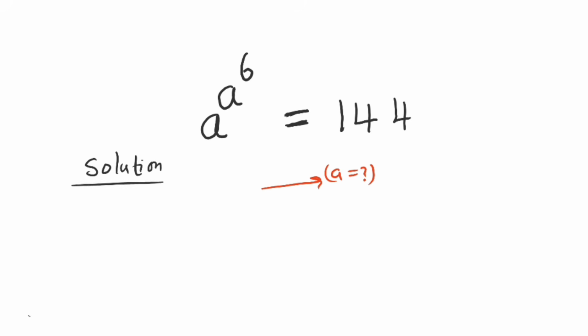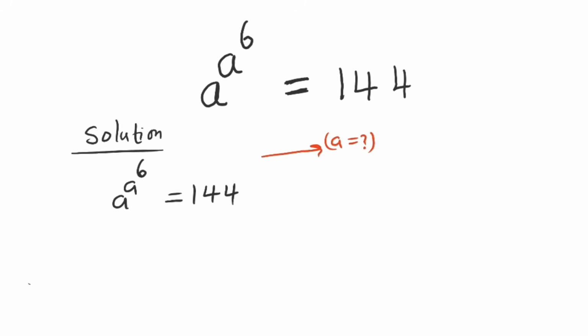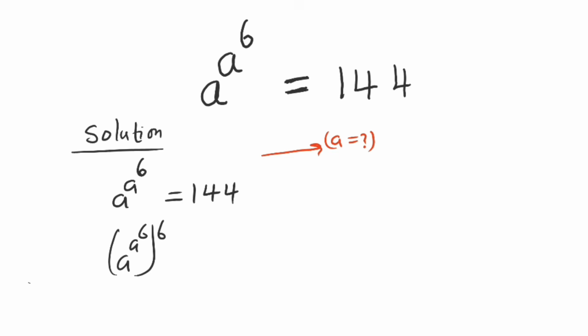We have the given equation: a raised to power 6 is equal to 144. Let us multiply the exponent of both sides of this equation by 6. This is a raised to power 6 to the power of 6 is equal to 144 to the power of 6.